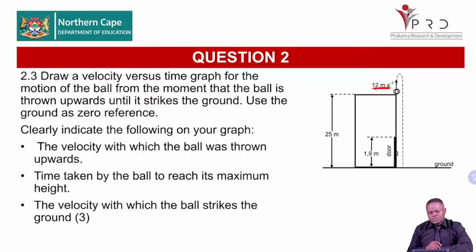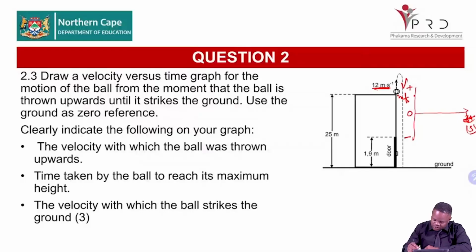So what do you need to remember? One, your velocity is a vector. So this is your velocity in meters per second. This is your delta t, your time, in seconds. So there is a positive side, there is a negative side. Our reference positive direction, we say it is upwards. So your starting velocity is going to start there, positive 12 meters per second.